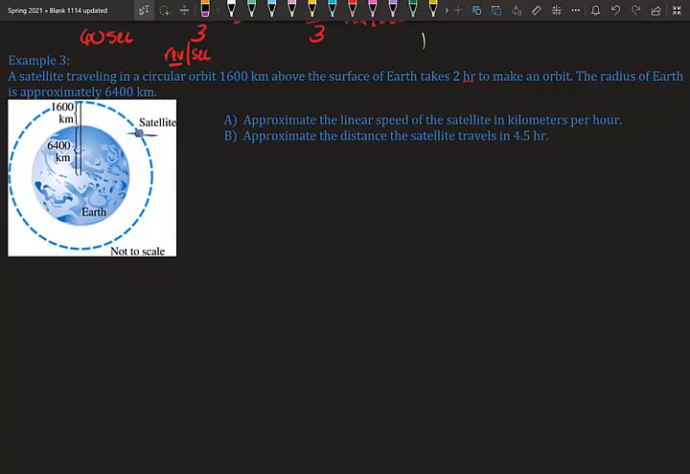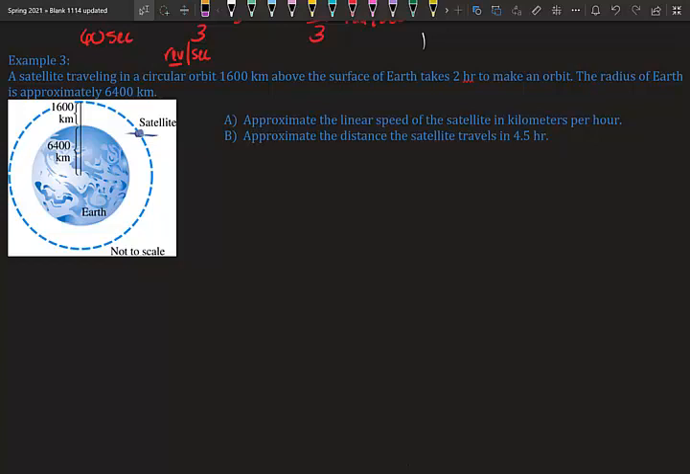All right, example 3. A satellite traveling in a circular orbit 1,600 kilometers above the surface of Earth takes 2 hours to make an orbit. The radius of the Earth is approximately 6,400 kilometers. Approximate the linear speed of the satellite in kilometers per hour, and then approximate the distance the satellite travels at 4.5 hours.